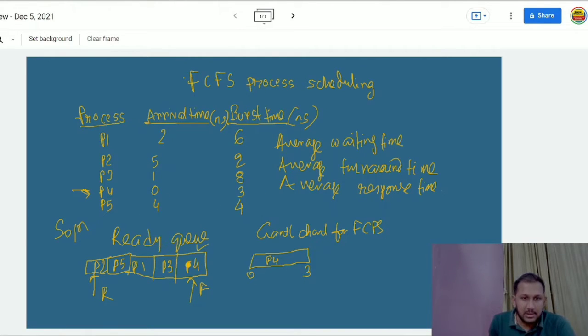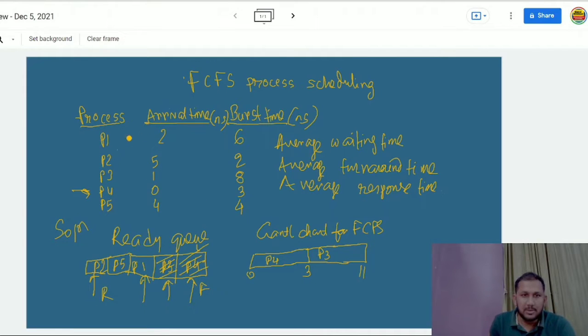Now P4 is removed from the front, and the new front is P3. Now P3 will be served by the CPU, and the burst time for P3 is 8. 3 plus 8 equals 11. Now P3 is served. Now the next front is P1.